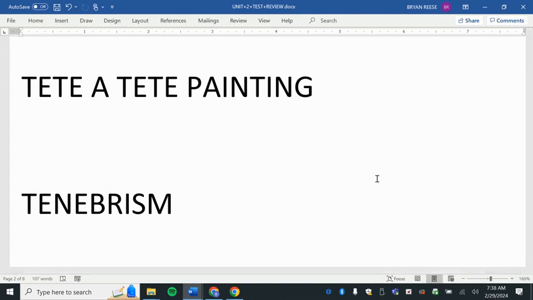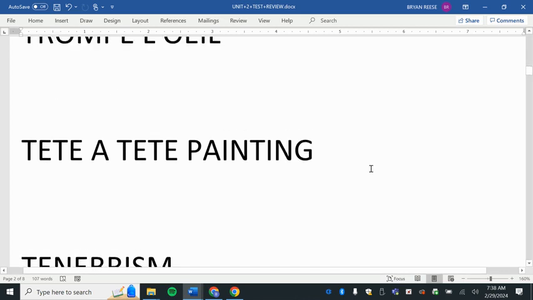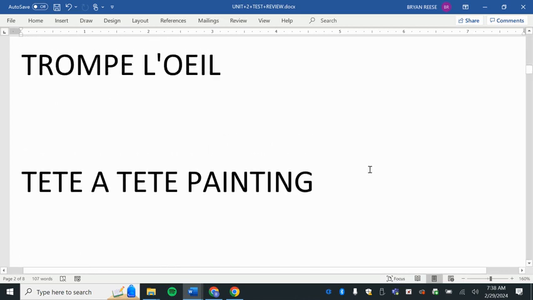One of the paintings that we discussed was Tête-à-Tête. It will be on the test. Maybe you need to know the details about it. Maybe you need to know the artist. Maybe you need to know the style. I cannot remember what the question was about this.